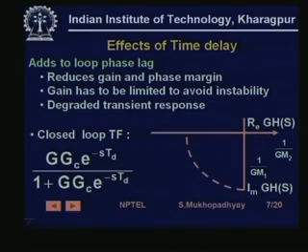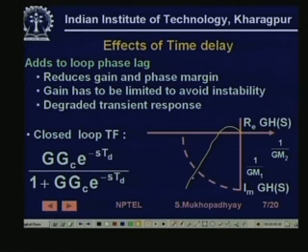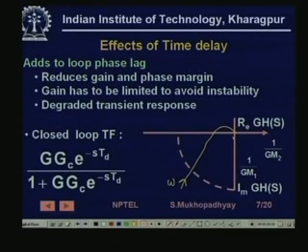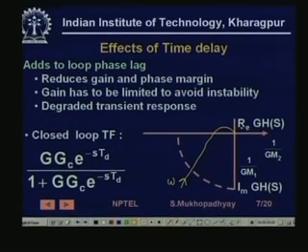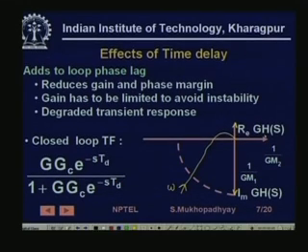But before that, let us see how the gain margin and phase margin are reduced. Imagine that the transfer function GH has a Nyquist plot like this. In this direction, as we know, omega is increasing, so this is the increasing frequency direction. These are the two axes: this is the imaginary axis, and this is the real GH axis.